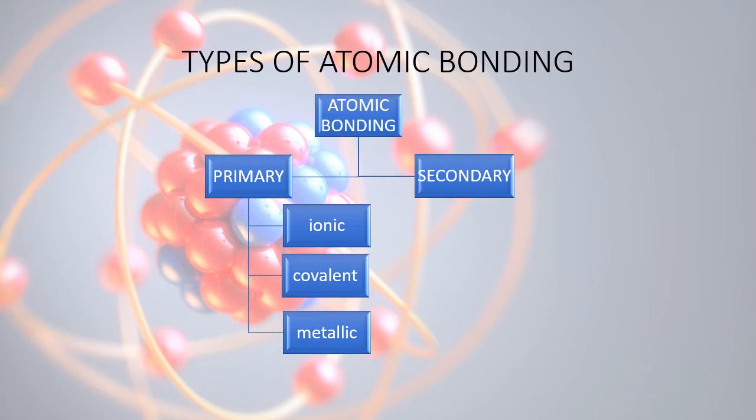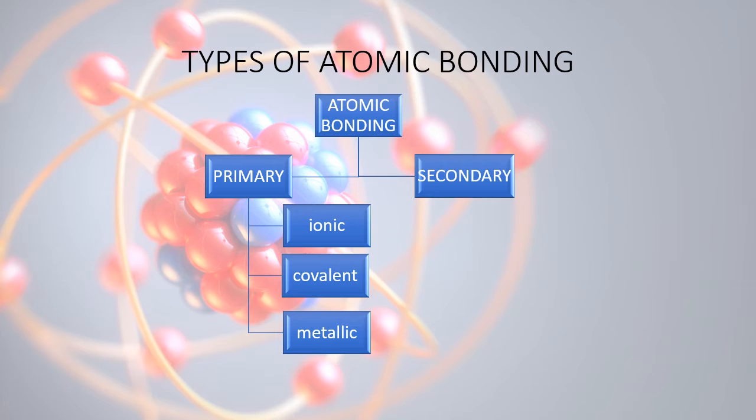There are two types of atomic bonding, the primary and the secondary. The difference between them is that primary bonds are formed when the bonding process involves a transfer or sharing of electrons, while secondary bonds are formed from the subtle attraction forces between positive and negative charges. But the main difference is that the primary is much stronger than the secondary.